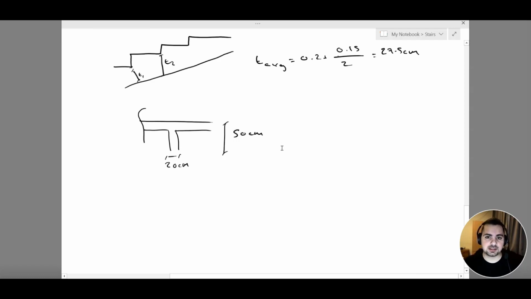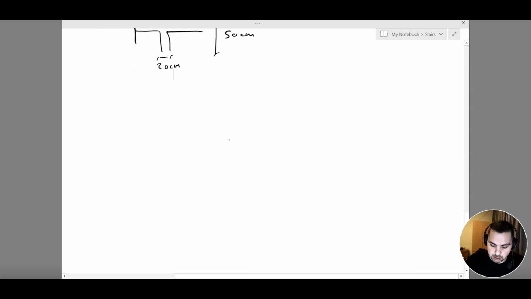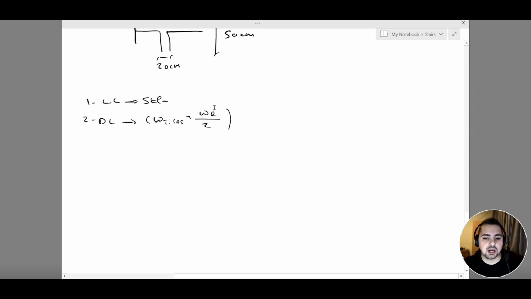We have one last thing to cover before we go into SAP and start working with our staircase model, which is my loads. The loads that I will be working with are, one, my live load, which we are going to take as 5 kPa, and two, my dead load, which is the weight of my tiles plus weight of riser over 2. Why? Because we said that we included half of my riser's thickness into my slab calculations. So here I'm going to take the other half in my dead load calculations.